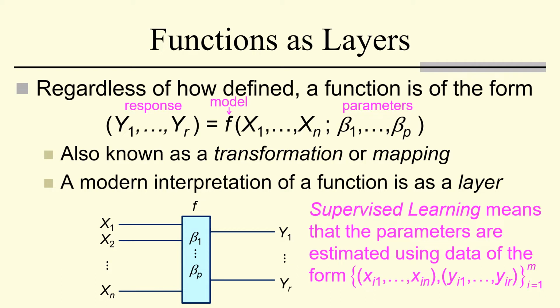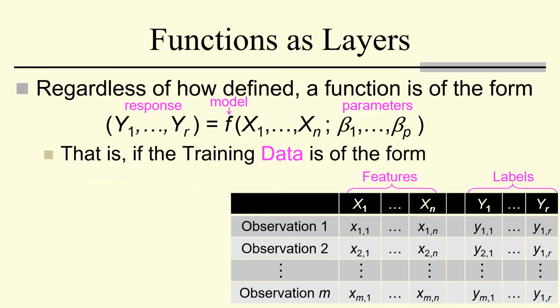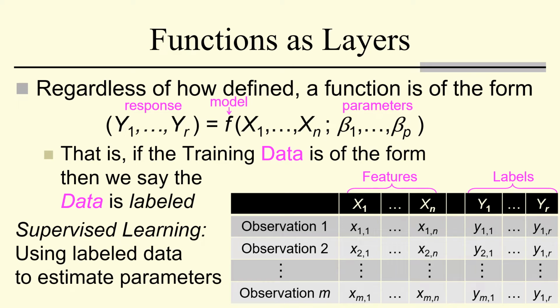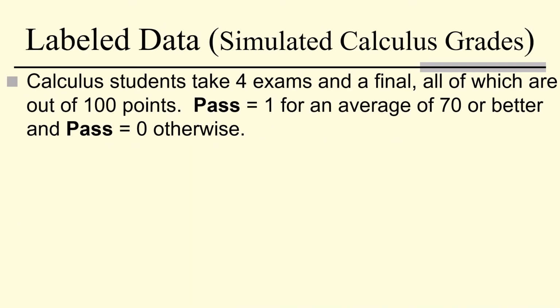Supervised learning means that the parameters are estimated with data of the form X's and Y's. In other words, you need to clamp the inputs and outputs with instances, labeled data. If training data has the form of features and labels, then we say that the data is labeled. Supervised learning means using labeled data to estimate parameters.